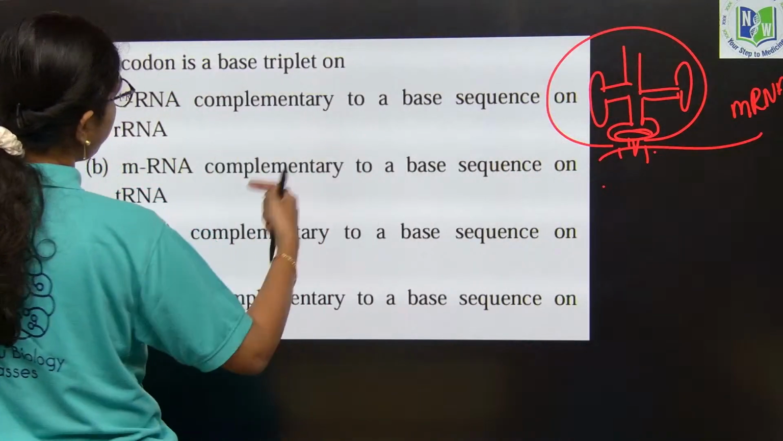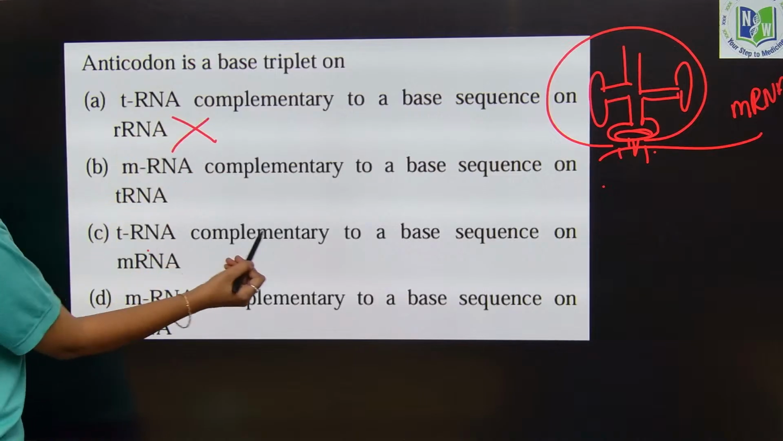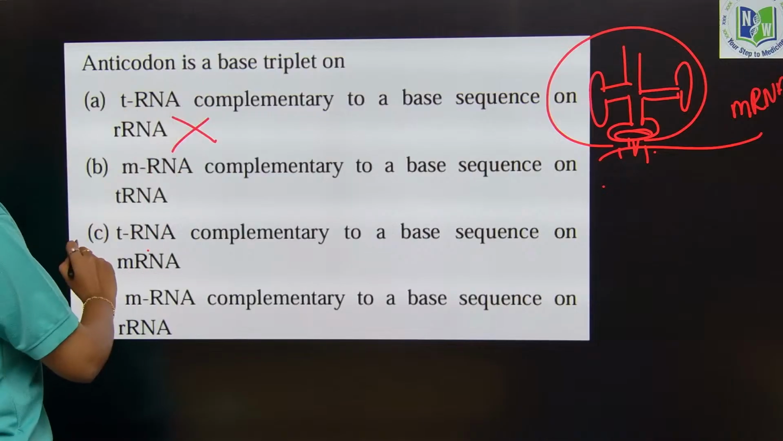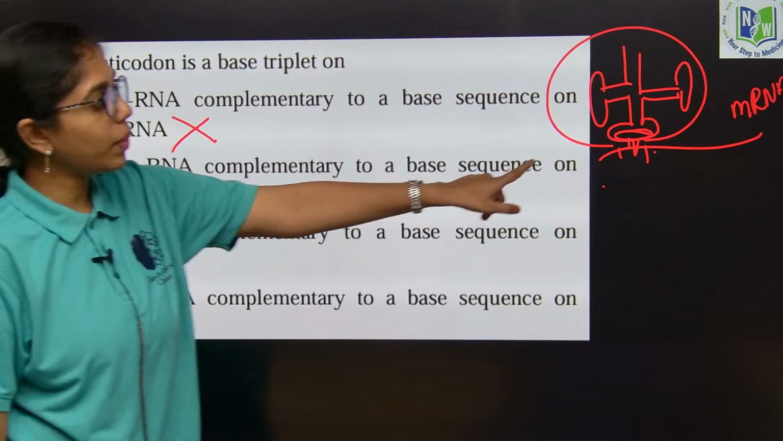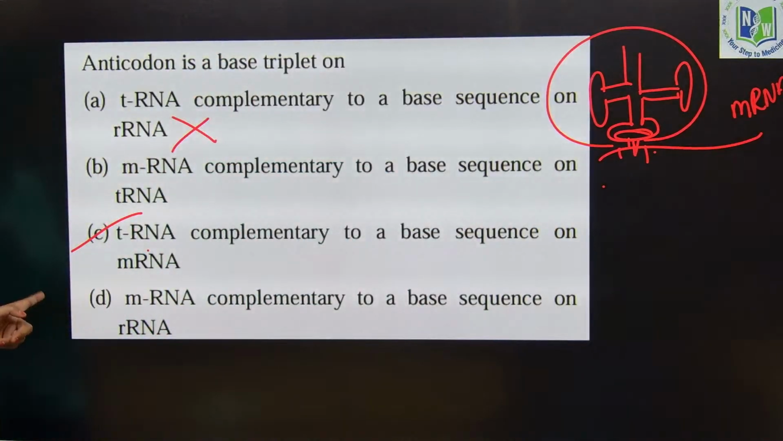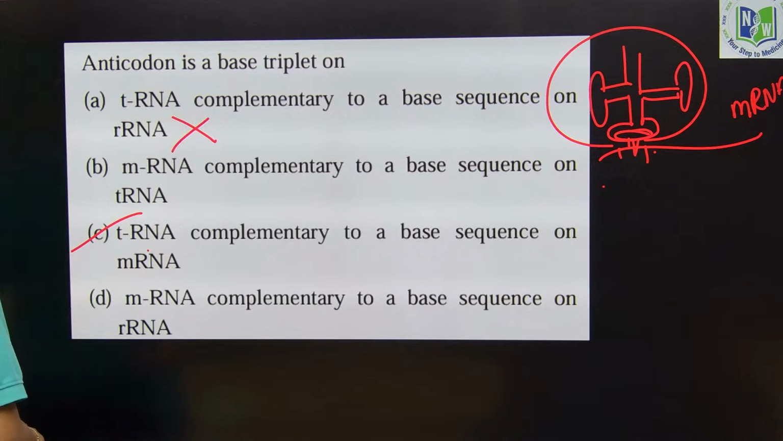So tRNA complementary to a base sequence of rRNA, wrong. tRNA which is complementary to the base sequence of mRNA is called what? Anticodon. Clear, right? So, option C is right over here. Next question, ma.